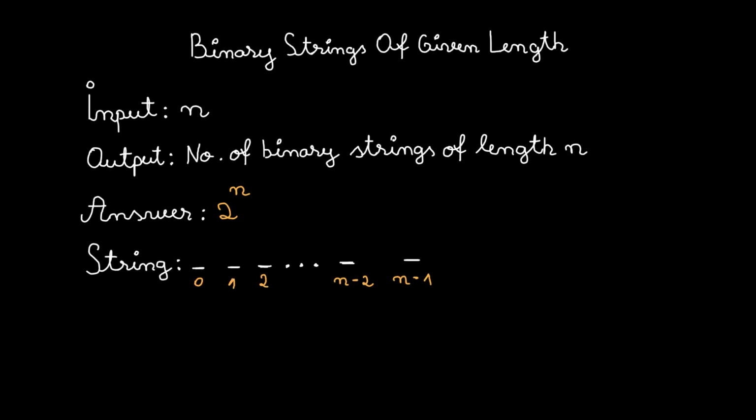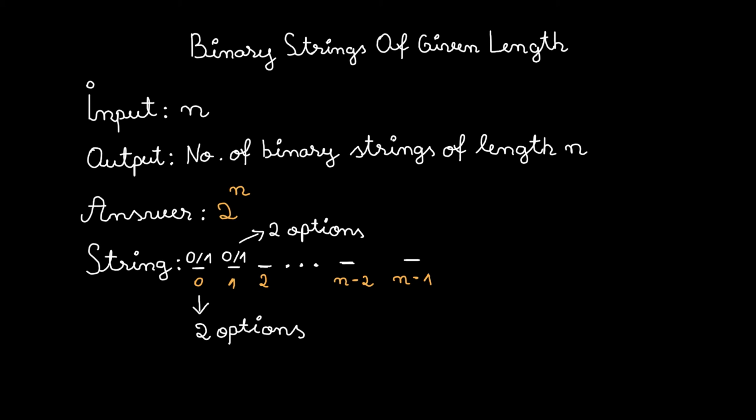Let's imagine all the n positions of our binary string. The first character could be either a 0 or a 1. So there are two options of picking the first character. Then, the second character could be a 0 or a 1. So we also have two options of picking the second character.